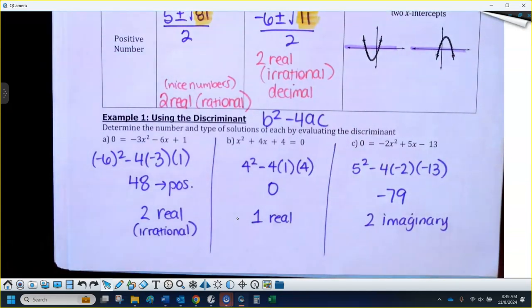Those are the only 3 things that can happen. 2 real, 1 real, or 2 imaginary. Does anybody have a question?